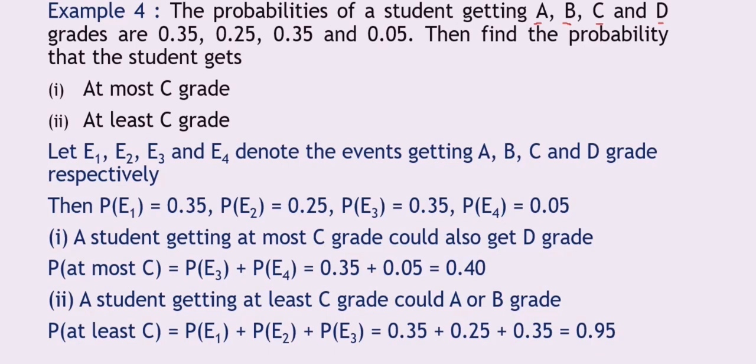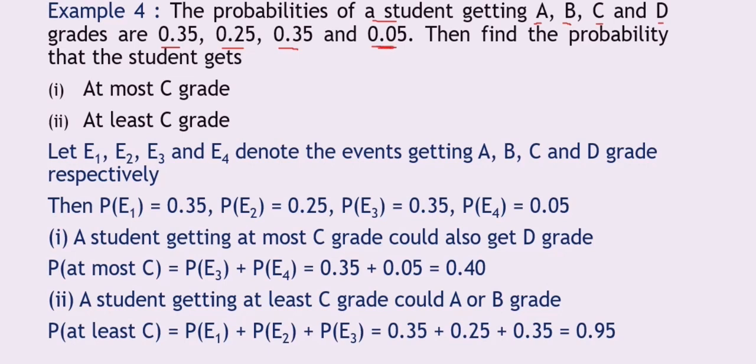We talk about a particular student here, any student I do not know, but a student. The chances of him getting an A grade are 0.35. Getting a B grade is 0.25. Getting a C grade is 0.35. And getting a D grade is 0.05. Means the child is quite a bright child. Getting a D grade has a very, very low probability.